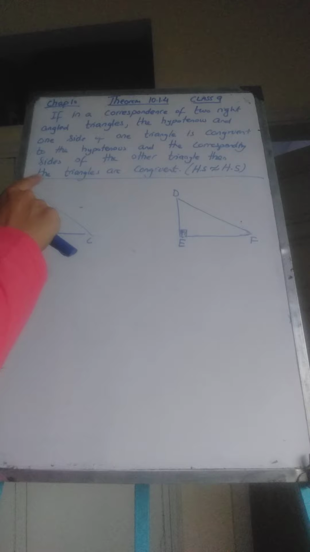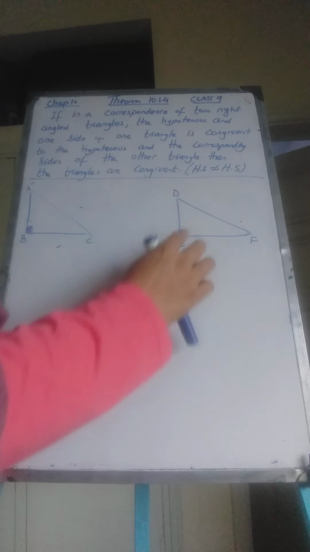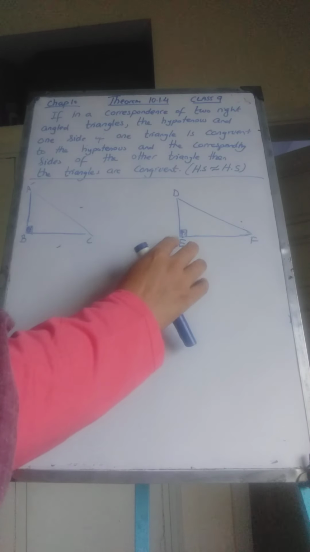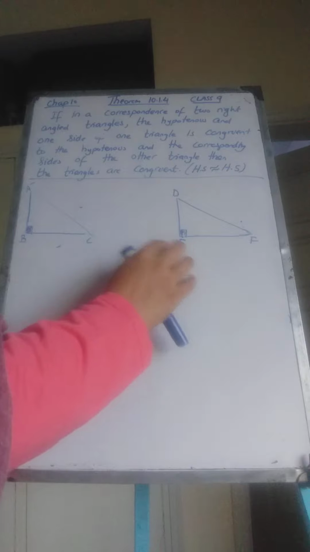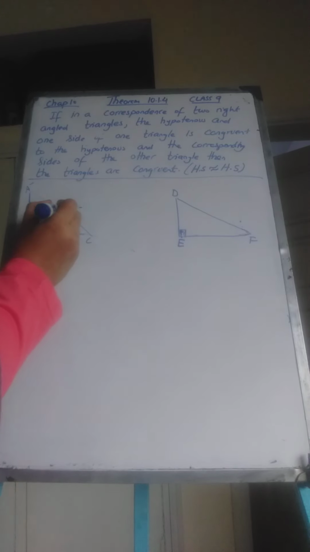The 90 degree angle in triangle ABC is at the vertex B, and in triangle DEF the 90 degree angle is at the vertex E. So we have two triangles. If in a correspondence of two right triangles, the hypotenuse and one side of one triangle, so they are saying the hypotenuse is the longest side of a right triangle, and it is always the side which is opposite to the 90 degrees. Okay, if this is the angle 90 degrees, then this will be the hypotenuse.